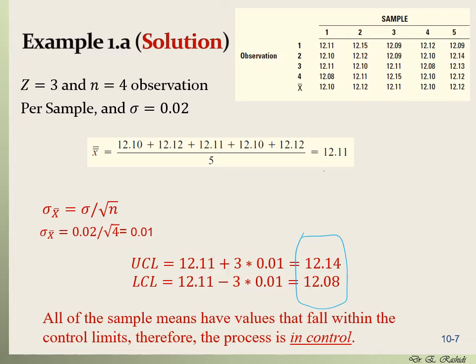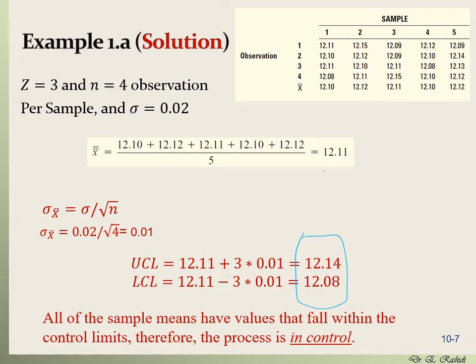So now let's actually use it. All of the sample means have values that fall within the control limits, therefore the process is in control. Let's see. So now that we have the upper and lower control limits, let's see whether the samples that we have gathered pass quality control. We want to see whether the process is under control, or in control, or the process is out of control. That means that the variation is unacceptable for a sample, for example.